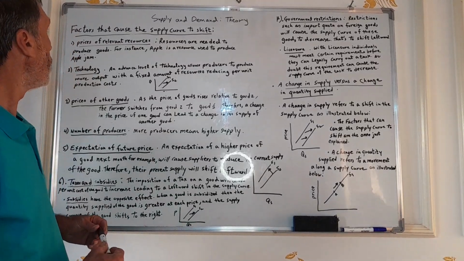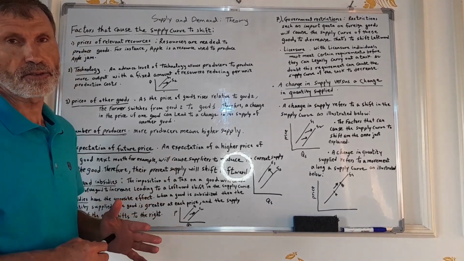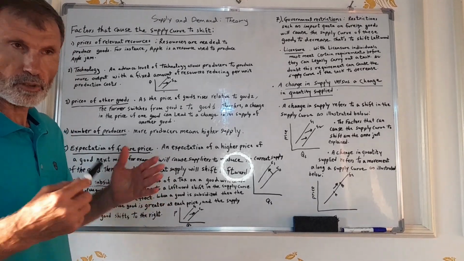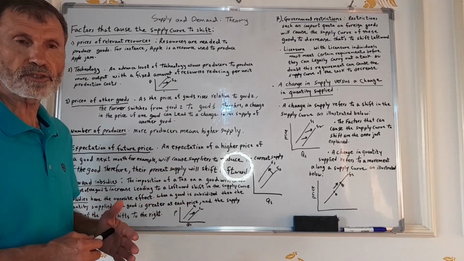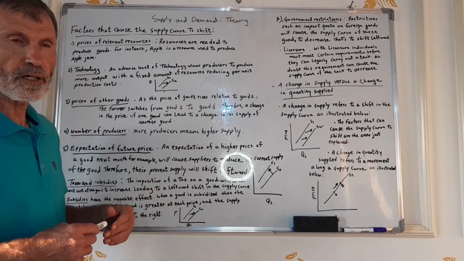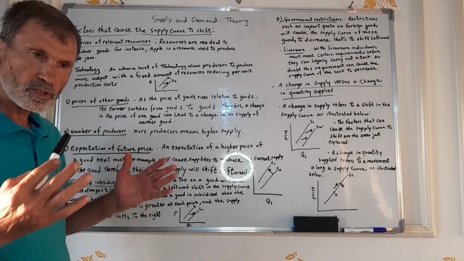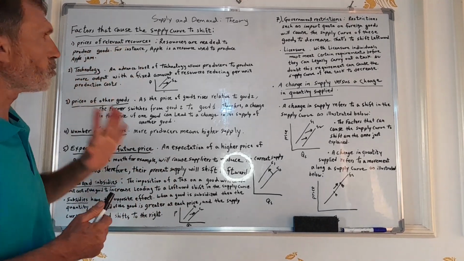Okay, now we move to talk about the factors or the shifter factors that cause a shift in the supply schedule or supply curve. Okay, we have already talked about the shifter factors of demand. Now we talk about the factors that cause a shift in the supply curve. They are called shifter factors. Okay. Now the first one is prices of relevant resources.